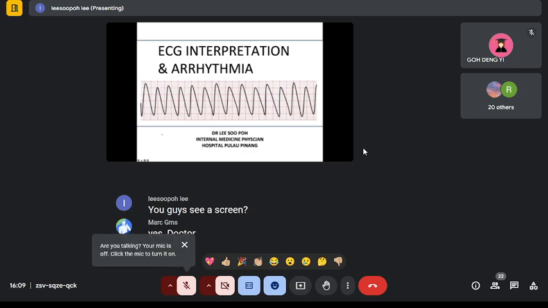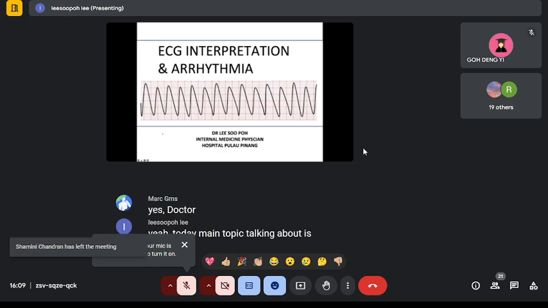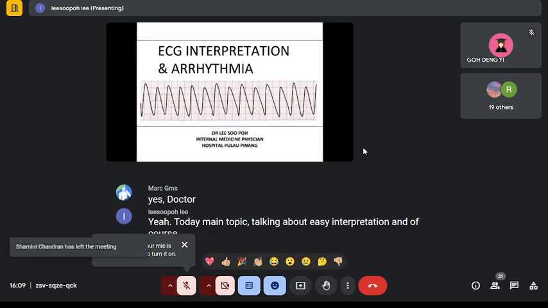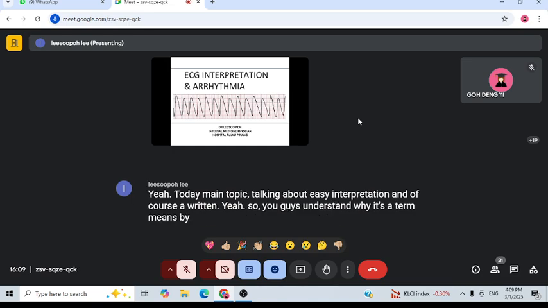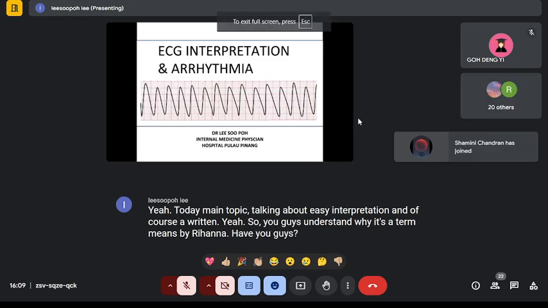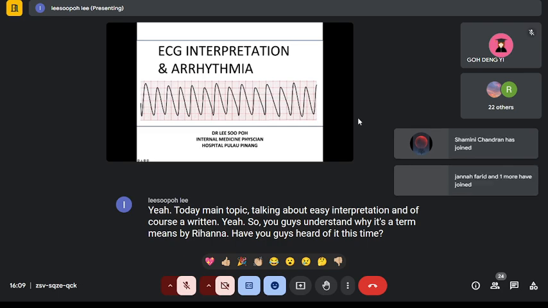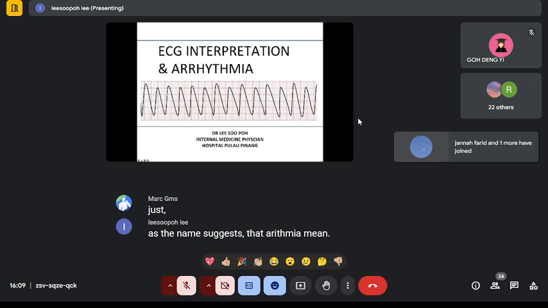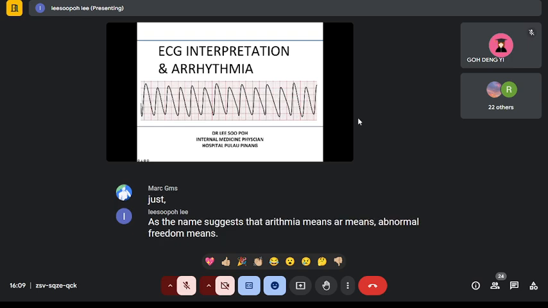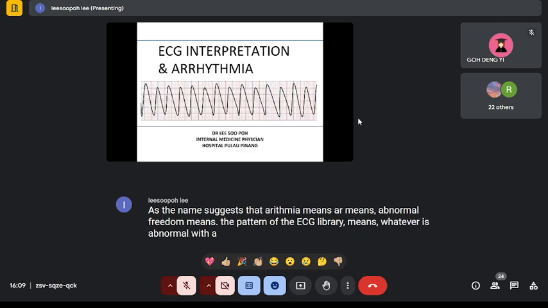Yes, doctor. Today the main topic we're talking about is ECG interpretation and of course arrhythmia. Do you understand what the term arrhythmia means? Have you heard of this term? As the name suggests, A means abnormal, rhythm means the pattern of the ECG. Arrhythmia means whatever is abnormal with the rhythm.